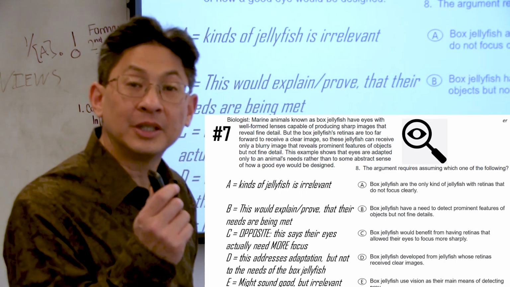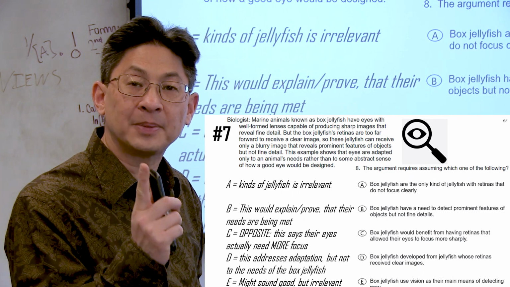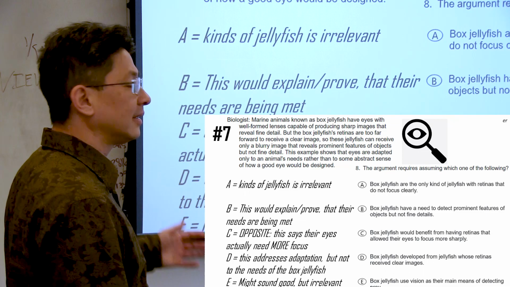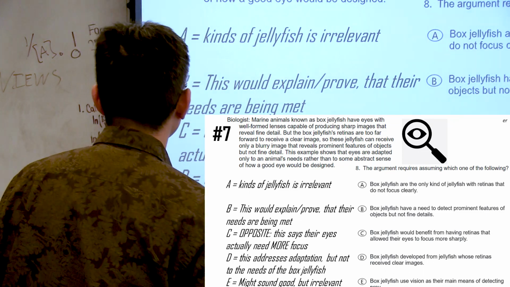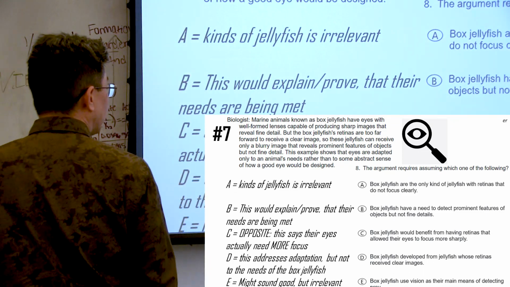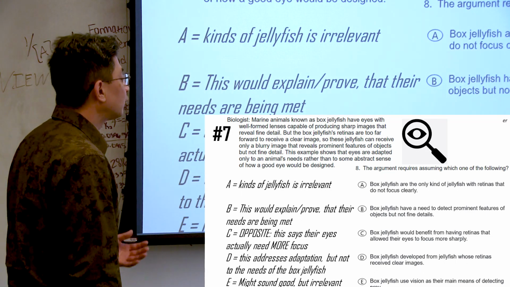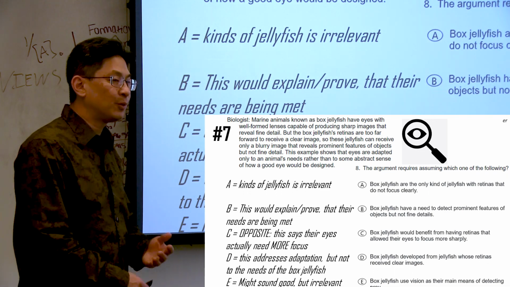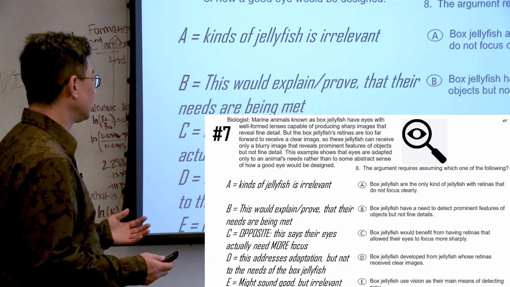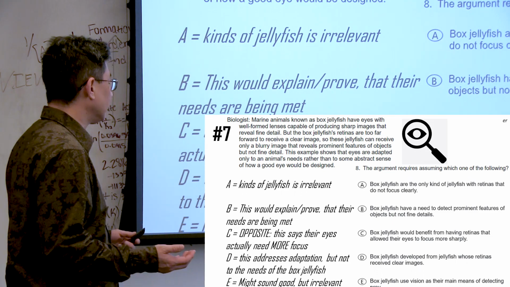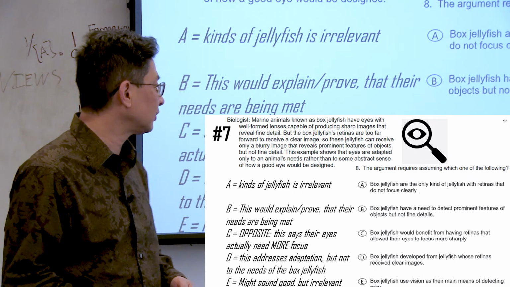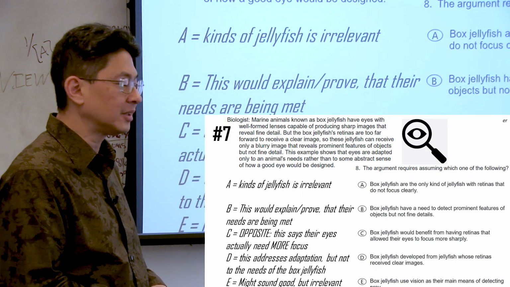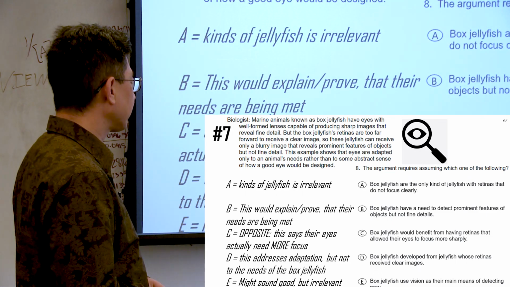For that reason, it could be attractive, but you have to be aware that opposites are a kind of wrong answer choice, and hopefully you're able to identify that and cross off C. D says box jellyfish developed from jellyfish whose retinas received clear images. Again, where they received their abilities is about adaptation, but it doesn't address the needs of the box jellyfish today. We don't really care about their historical context and how they developed over time.